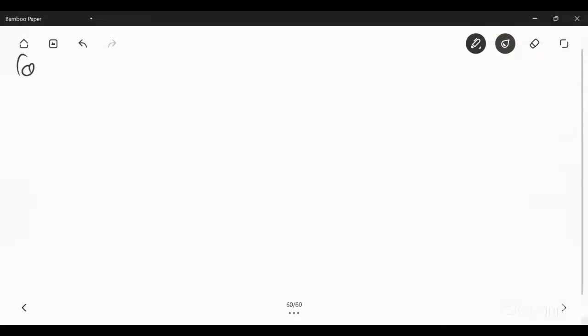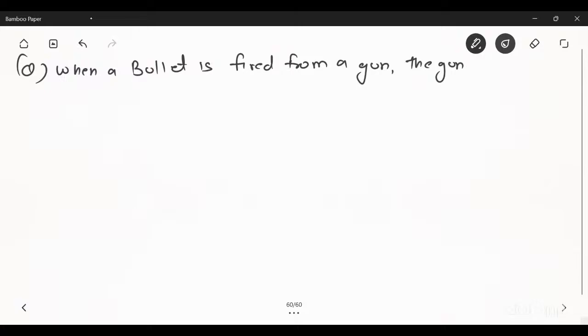Now come to the next question. When a bullet is fired from a gun, the gun gives a kick in the backward direction. Explain.